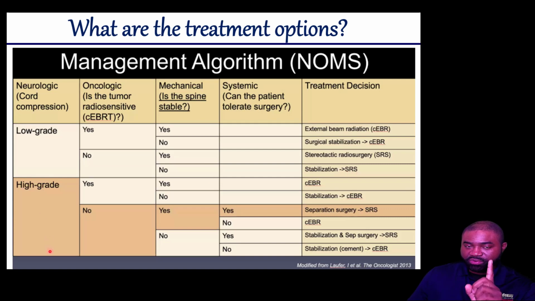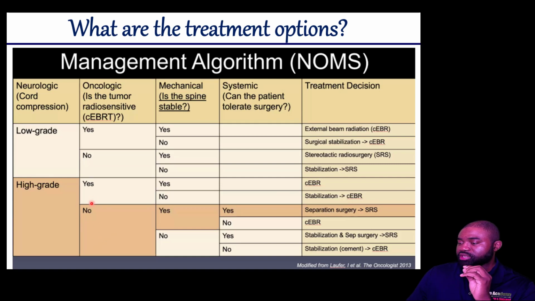Now, for high-grade lesions, typically grade 2 and 3. If the lesion is radiosensitive and the spine is mechanically stable, then conventional radiation therapy is offered to the patient. If the spine is not stable, then stabilization surgery needs to be completed before external beam conventional radiation therapy is given to the patient.